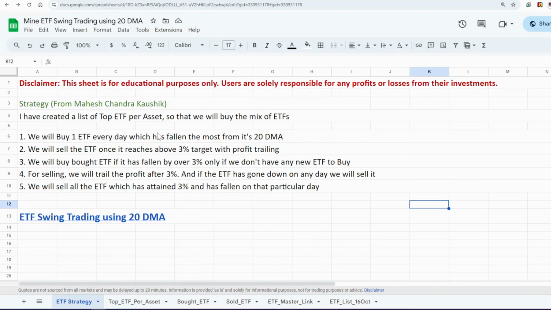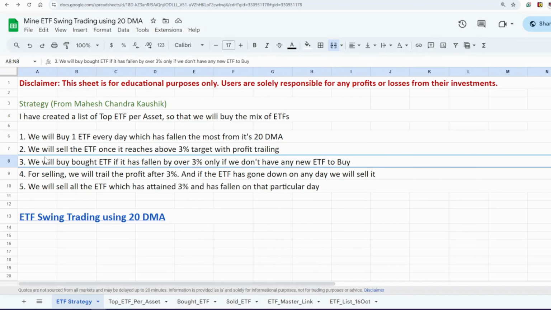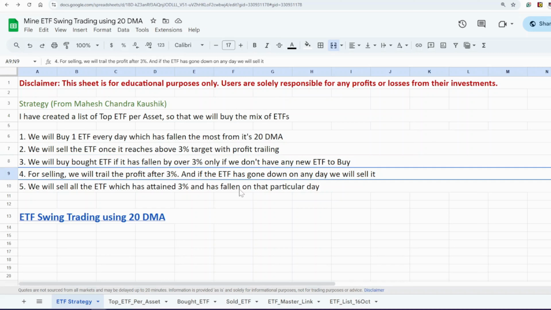So we will be buying one ETF every day which has fallen the most from its 20 DMA. We will sell the ETF once it reaches above the 3% target, but with profit trailing. We will also buy the ETF which has fallen by 3% if we don't have any new ETF to buy. For selling, we will be trailing the profit after 3%. That means if I have attained a profit of 3%, but that ETF is going up day by day, I'll not sell it until it starts to go down. Okay, so this is what the strategy is all about.